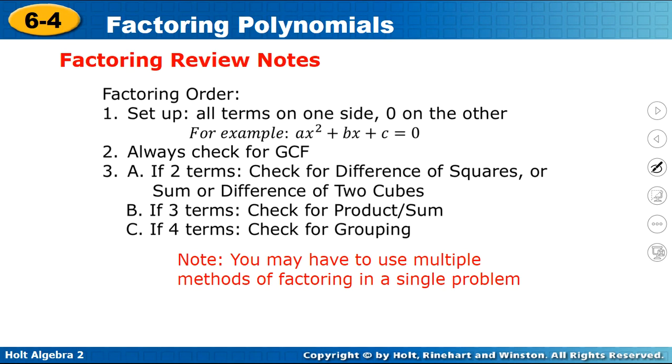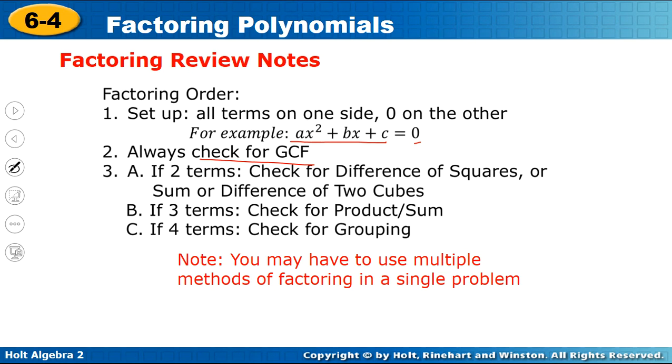So step number 1, you always want to make sure it's set up where everything is on one side and nothing else is on the other side. So you can see my example. Every term is on one side and then 0 is on the other. So you have to make sure it's set up like this. Then you can begin to factor. So when you start factoring, you always check for GCF, greatest common factor. If you don't know how to factor by GCF, we'll cover that in this video.